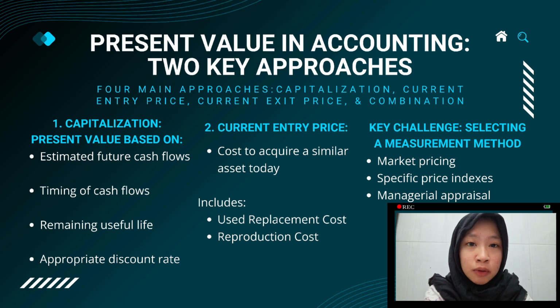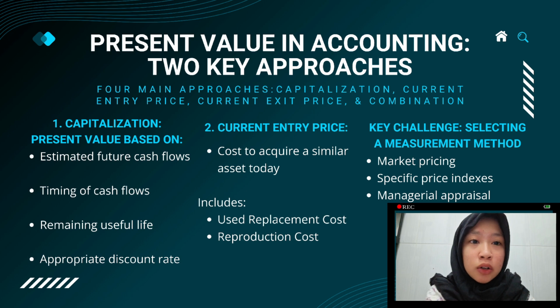First, estimated cash flow. Second, timing of these cash flows. Third, remaining useful life of the asset. Fourth, appropriate discount rate. Next, material. Second, current entry price. This refers to the amount of money or equivalent payment needed today to acquire a similar or equivalent asset, and includes replacement cost and reproduction cost.